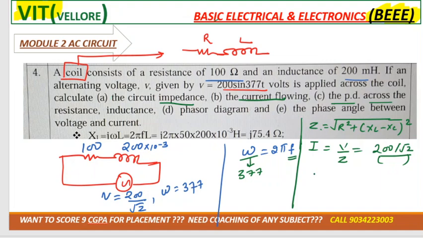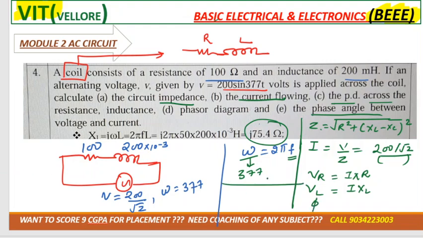Next they ask you to calculate the potential difference, that is VR. Here it is I into R; I you know, R you know. VL is I into XL. Next you need to draw the phasor diagram, and then calculate the phase angle between voltage and current. Phase angle means phi, right? And cos phi is R by Z. R we know, Z we know. Then we get phi equal to cos inverse of R by Z.